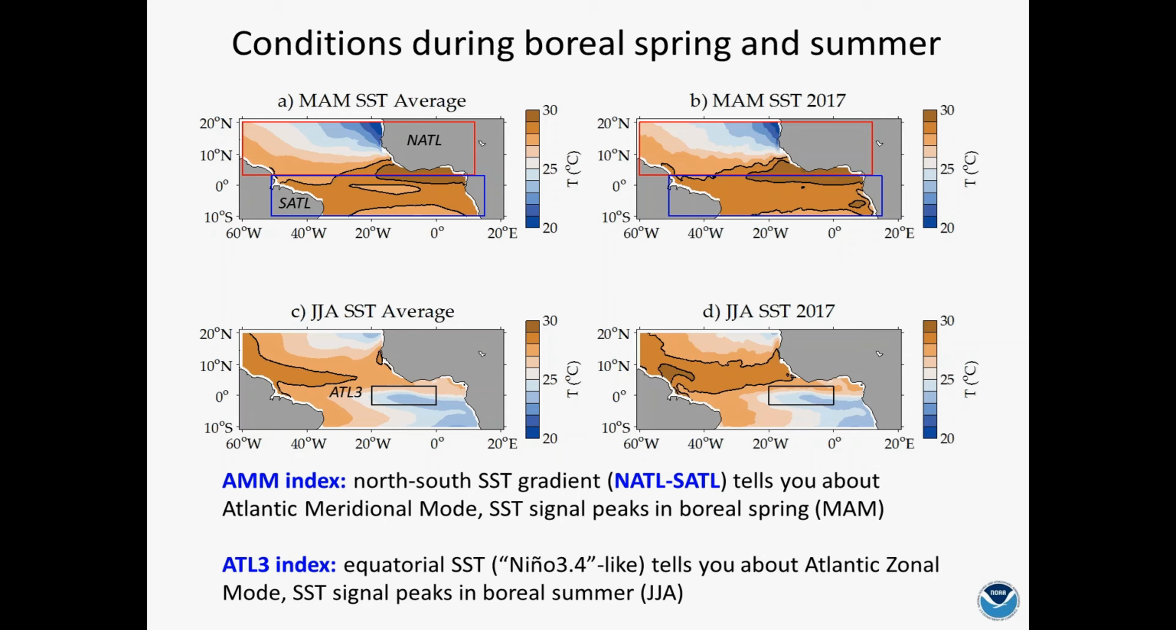And the index for that is the average. This is like the Nino 3.4 index. It's the average temperatures in this equatorial box. And so you can kind of see by looking at this, but I'll show you on the next picture, that it was warmer than average for both of those seasons.